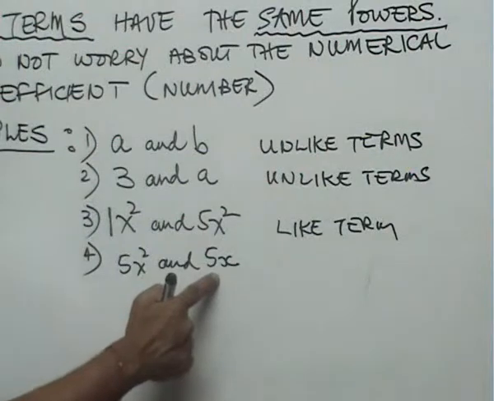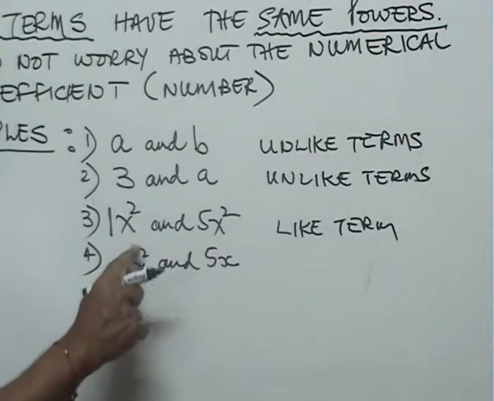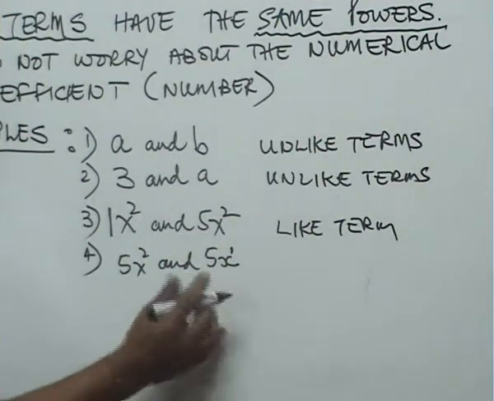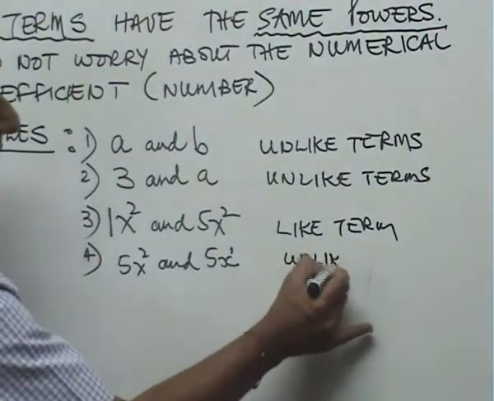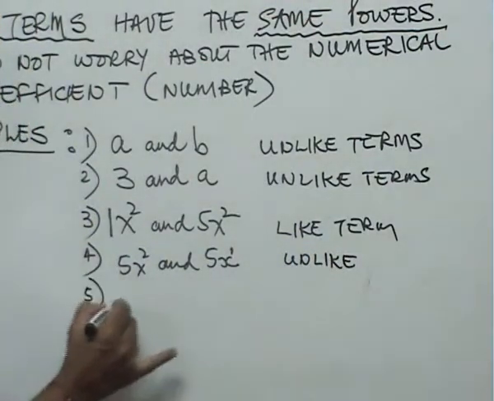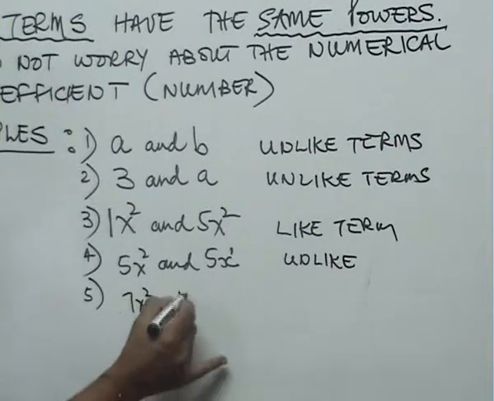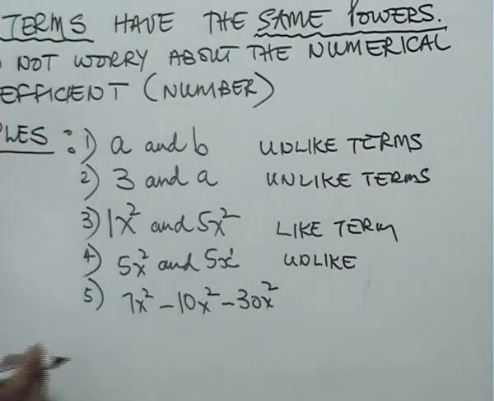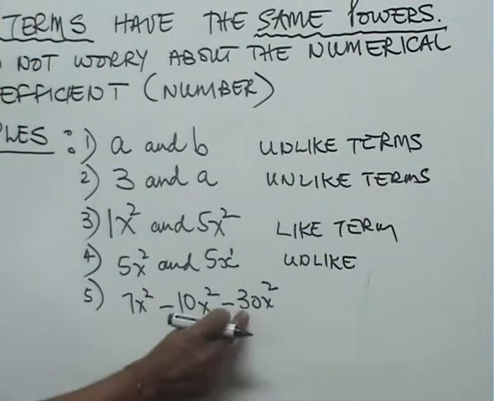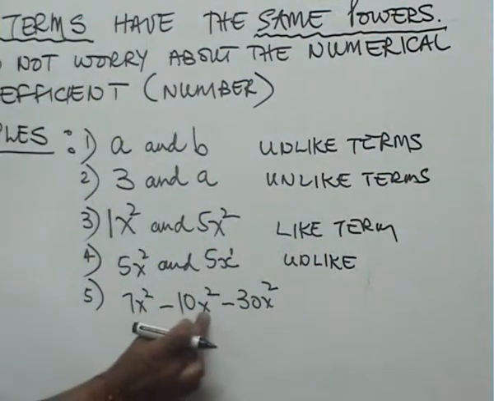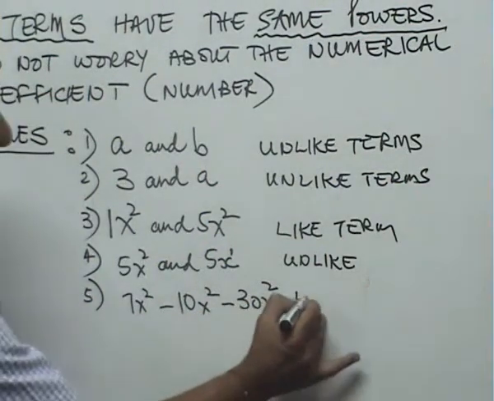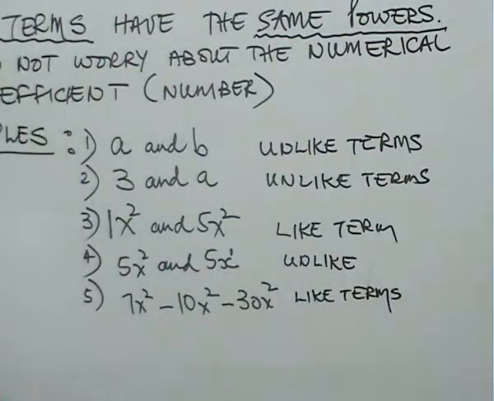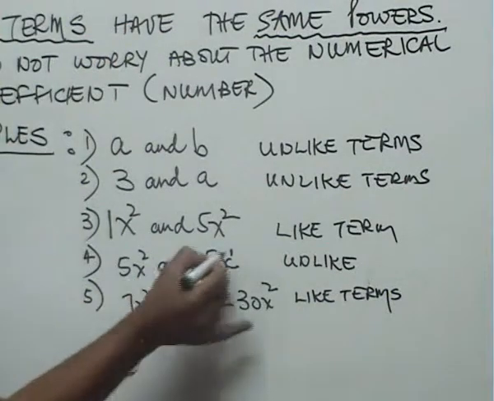We are not worried about the numbers. We're only worried about the powers. This power is x squared. This power is x to the 1. The powers are not the same. Therefore, it is unlike. Let's take another example. 7x squared minus 10x squared minus 30x squared. We're not worried about the numbers. We're only worried about the powers. X squared, x squared, x squared. Therefore, these are like terms.